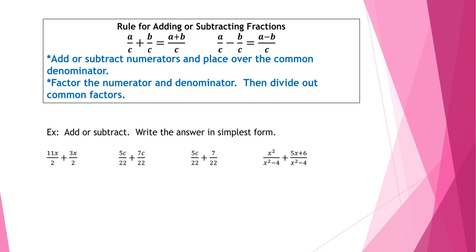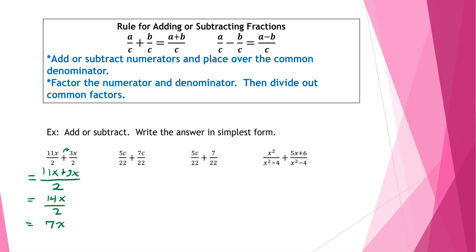In our example here, we have add or subtract, and we're going to write the answer in simplest form. So let's take a look at this first one. We have 11x over 2 plus 3x over 2. So we're being asked to add these together. I'm going to take 11x, add 3x, and place this all over 2. Now 11x and 3x are like terms, so I can combine them to get 14x over 2. And then 14x divided by 2 leaves us with 7x as the final answer.